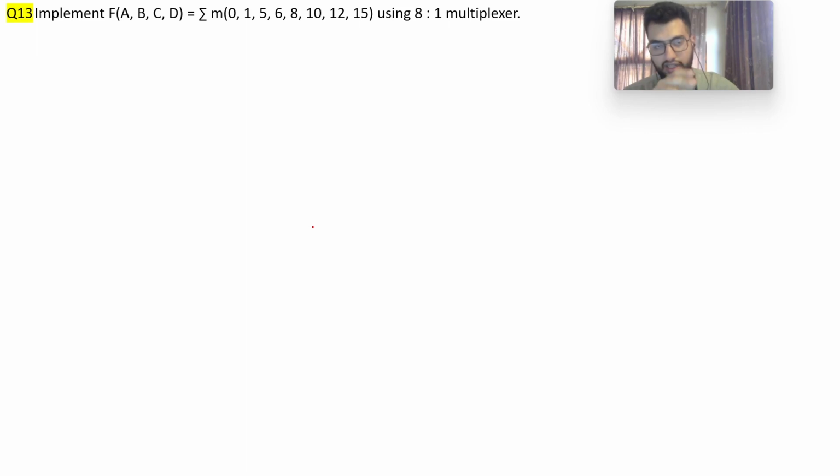So I will repeat the question again. You have to implement the following function using 8:1 mux. 3 will be your select lines B, C, D, and A will be the input to the mux. I am asking you what will be the value for I2, I3 and I4. 3 values. I'll just give you 5 minutes. It will take some time. I'll give you 5 minutes and please write down your solution. I2, I3, I4.